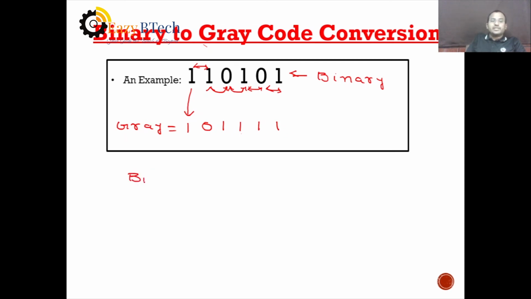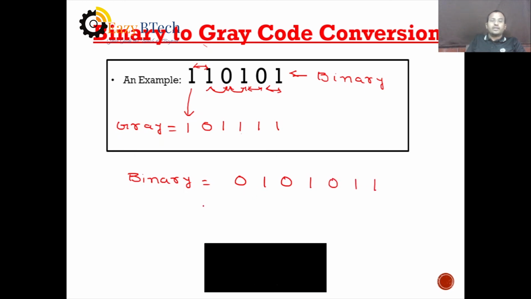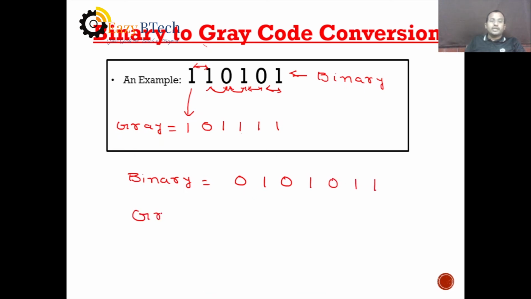If this is the given binary number, for example 0 1 0 1 0 1 1, how to find the corresponding gray code? The MSB we will write as it is.